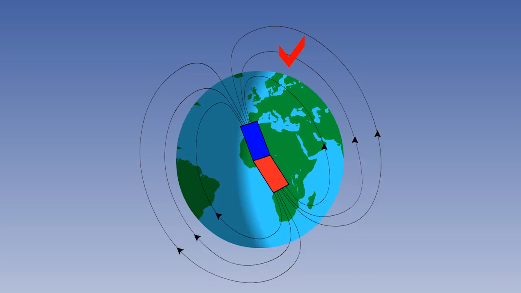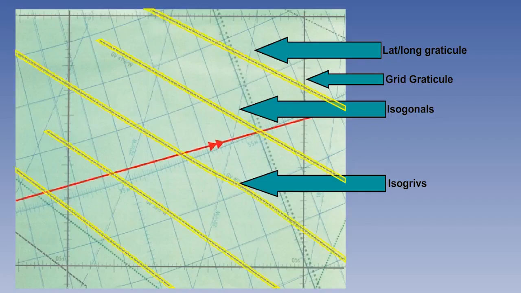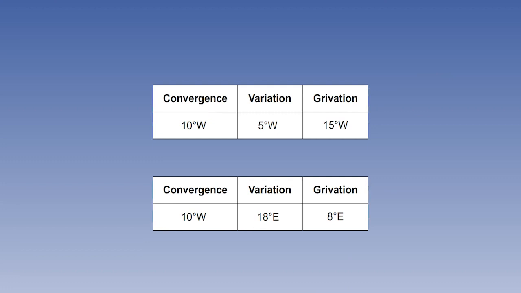It is perfectly possible to fly by compass even at high latitudes, as long as the aircraft is not too close to the magnetic pole. In this case, we use gravation, which is the difference between magnetic and grid north, instead of variation, which is the difference between magnetic and true north. Gravation is the algebraic sum of convergence and variation.